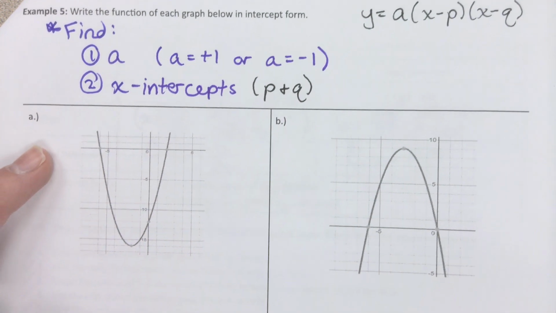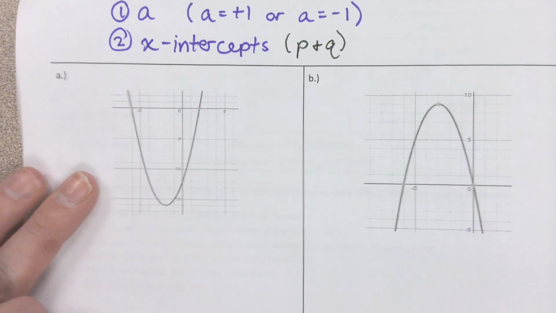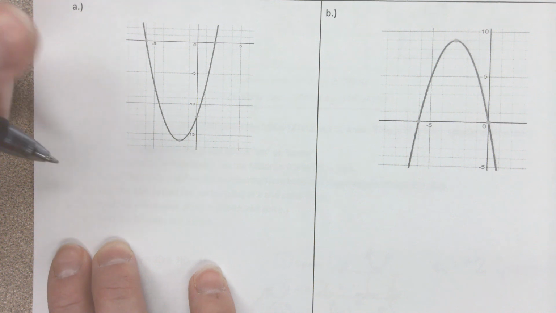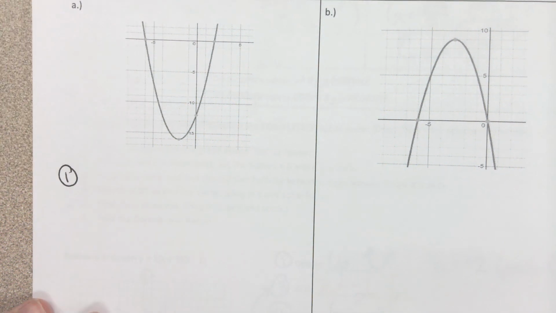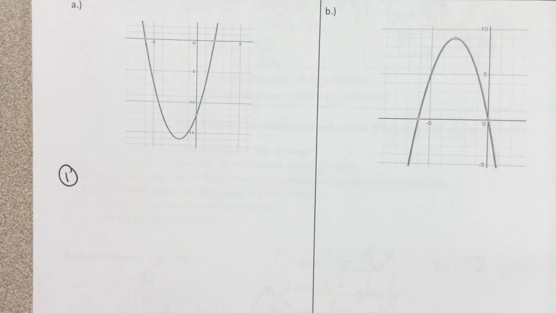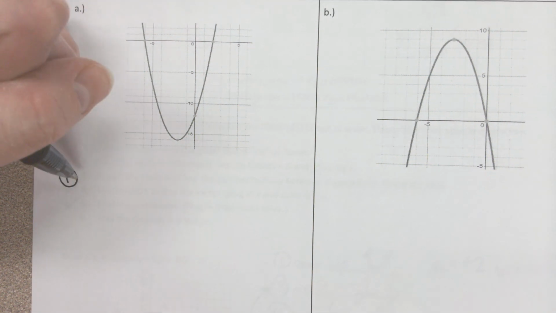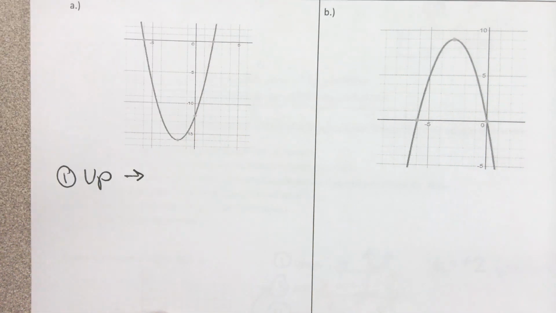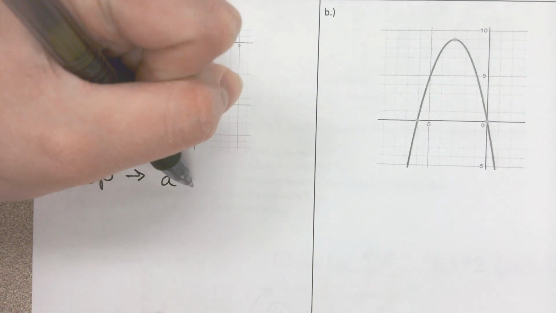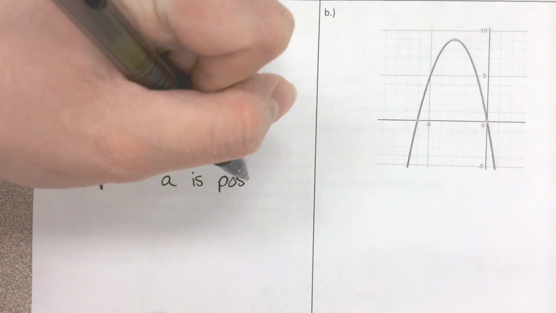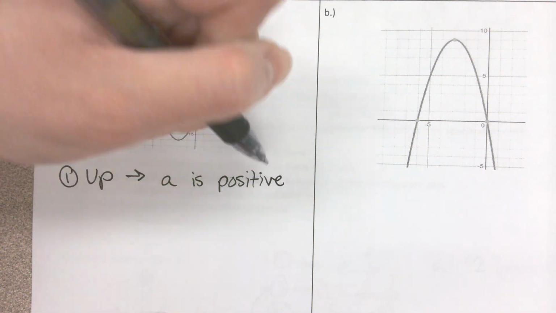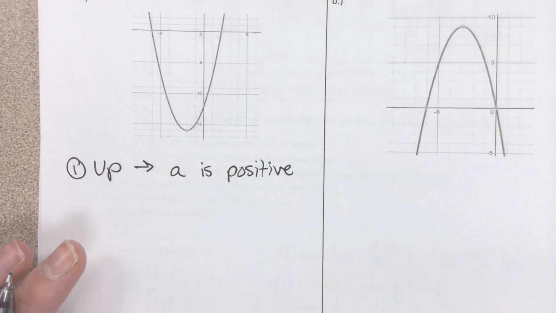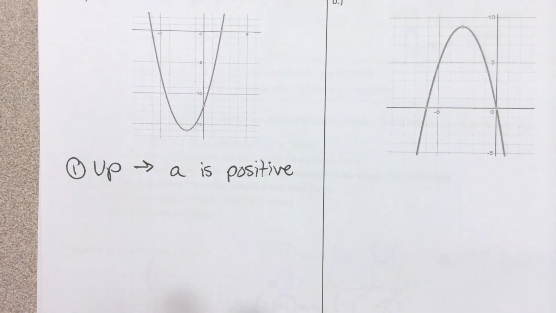Let's do an example. Graph A. First off, we have to determine A. Is A positive or negative here? Why is it positive? How do you know? Up. This is an up shape. That means A is positive. And like I told you, A will either be positive 1 or negative 1. In this case, A is positive 1.